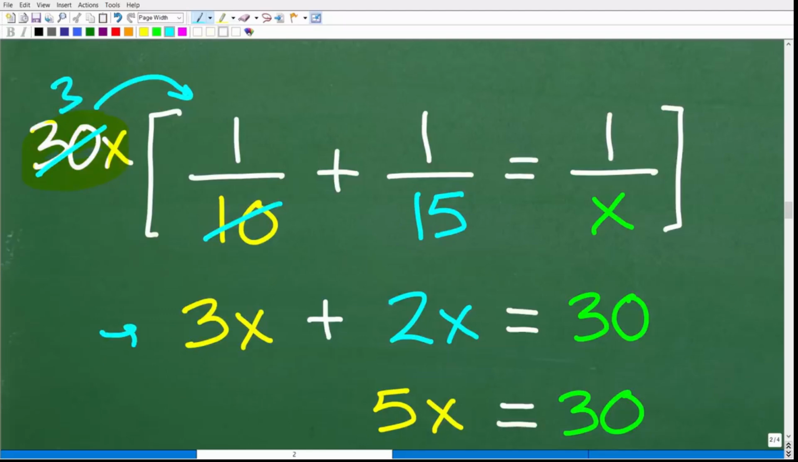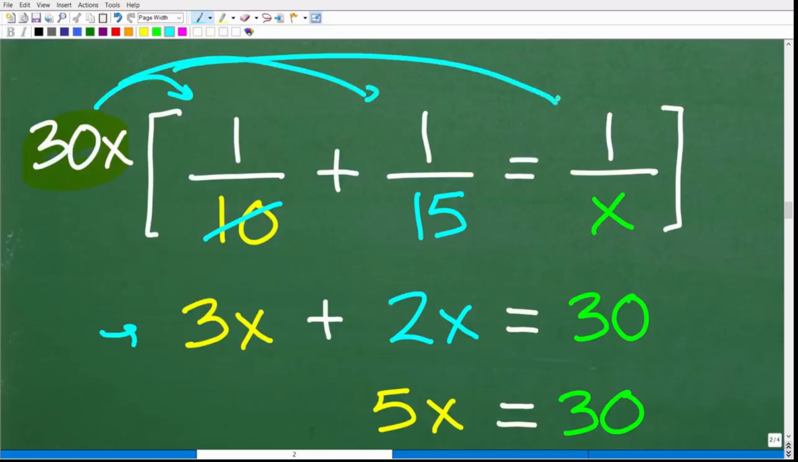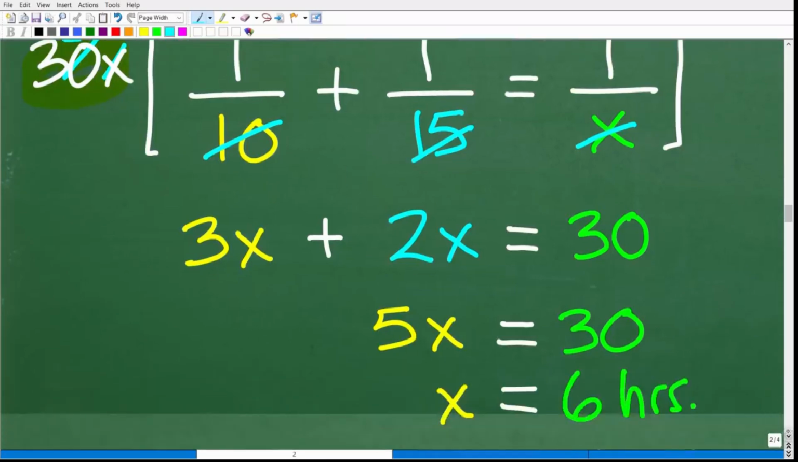Then we have to use the distributive property, so the 30x gets multiplied by everything. 30x times 1 over 15: 15 goes into 30, so that gives us 2x. And then 30x times 1 over x, the x's cancel, and that's going to be 30. I'll give you some suggestions if you don't understand the algebra, how you can improve and learn this stuff. But at this point, we've cleared the fractions and we're left with 3x plus 2x is equal to 30. So now this is super easy to solve.